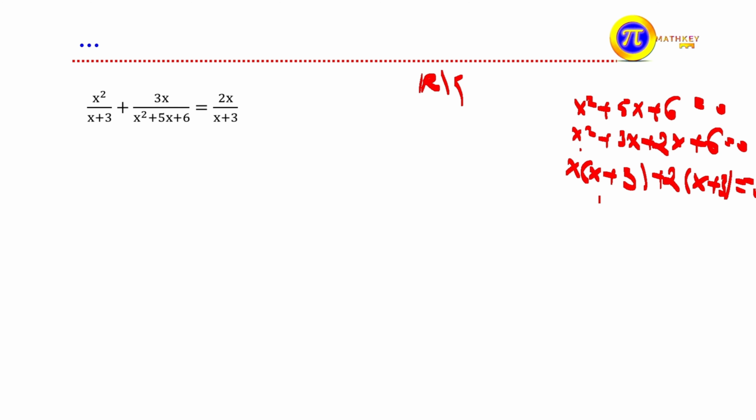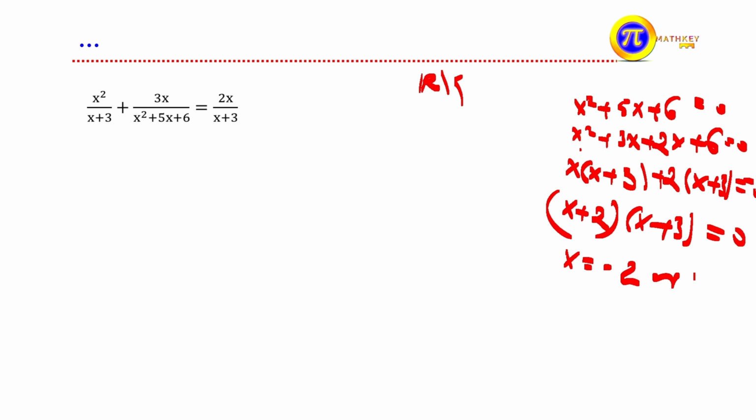This is 0. What's that? This means what? x plus 2 times x plus 3 is equal to 0. What value of x? x is equal to negative 2 or x is equal to what? That is negative 3. So this is factorized as x plus 2 and x plus 3. So this is what? A factor of this one. We can express it as x plus 2 times x plus 3.